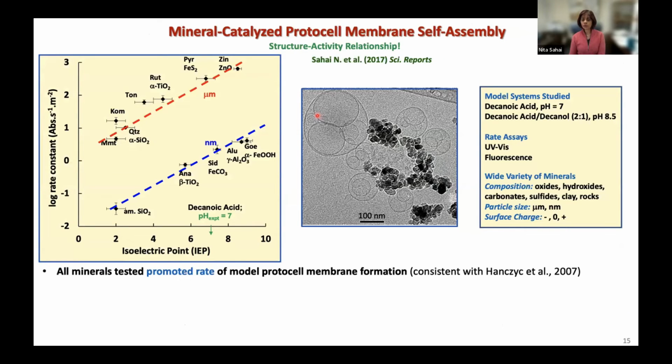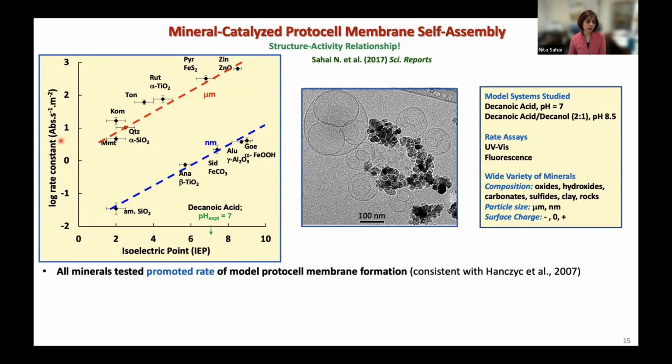And then some old work using fatty acids and fatty alcohols. Jost, Szostak and Hanczyc had shown, like 2007 or 8 or something, that pretty much any solid surface they looked at promoted the rate of fatty acid vesicle formation, but there was no mechanism. They found no trend.